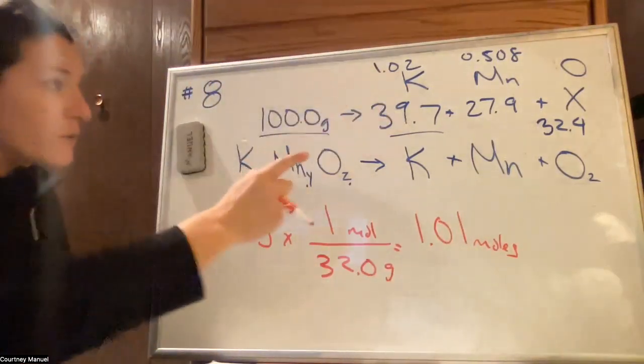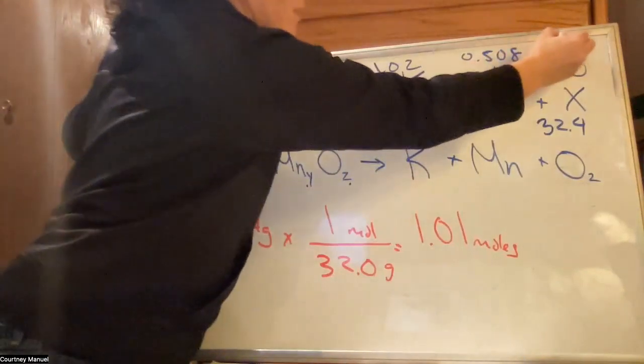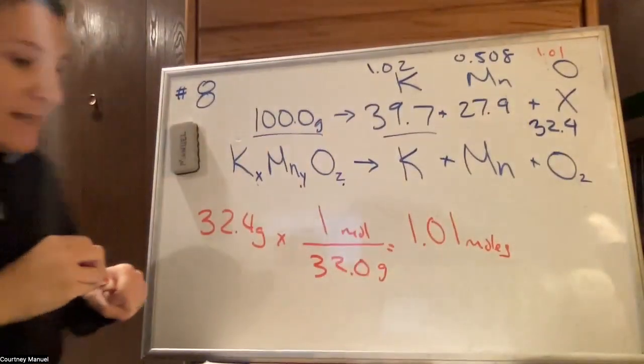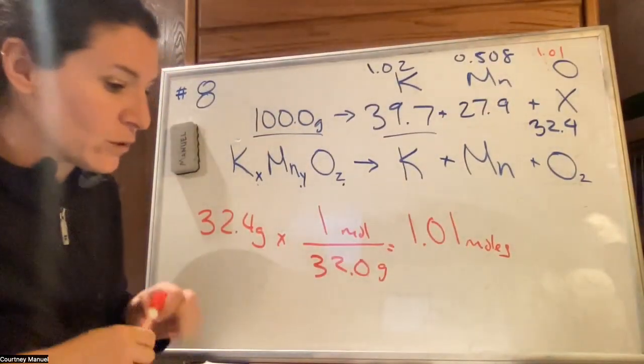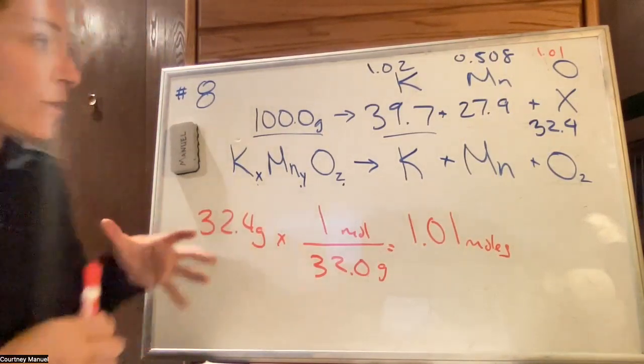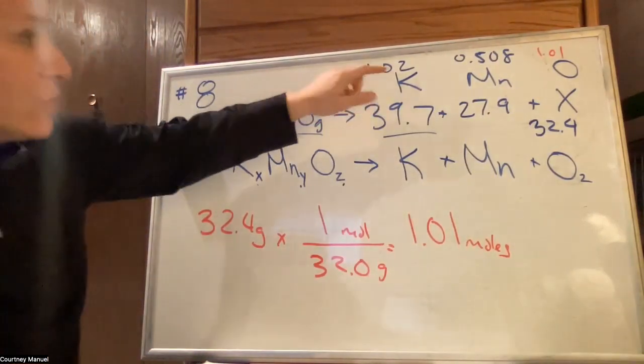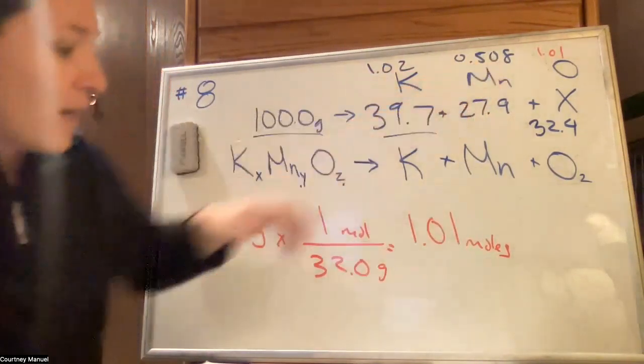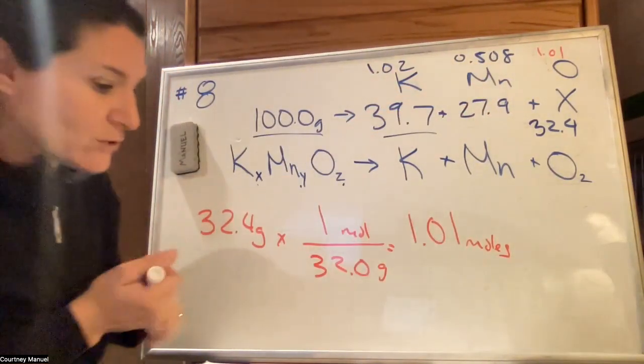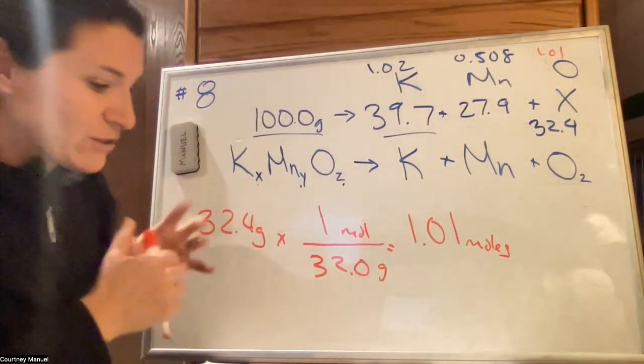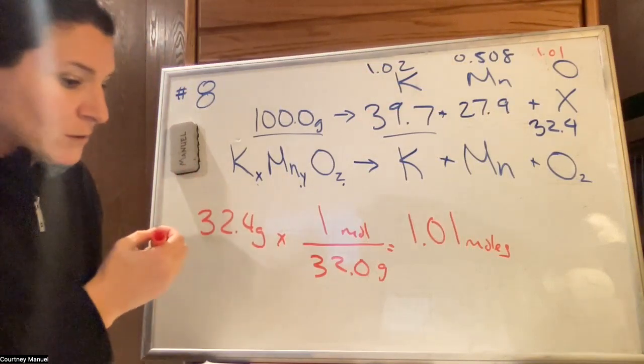So I've been writing up here at the top how many moles of each one we end up with, and now we're going to put them into relationship. We're going to add them all together. So we have our 1.02, our 0.508, and our 1.01. We add those all together to give us our total number of moles.